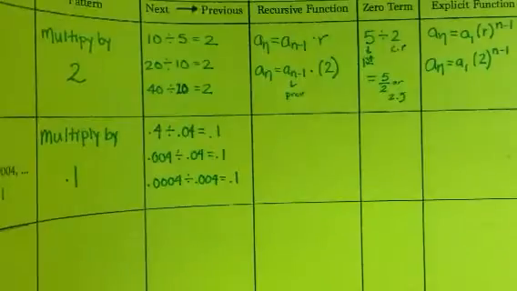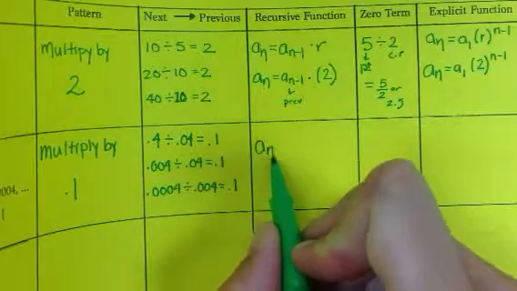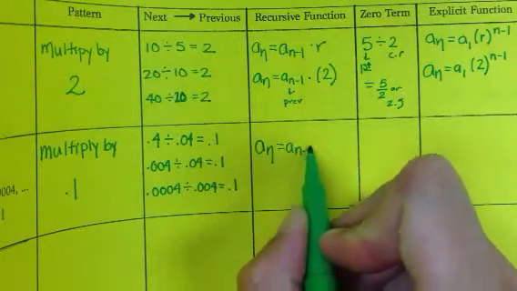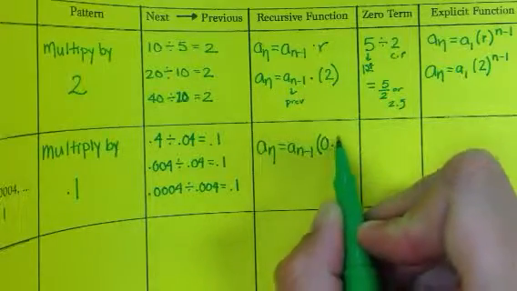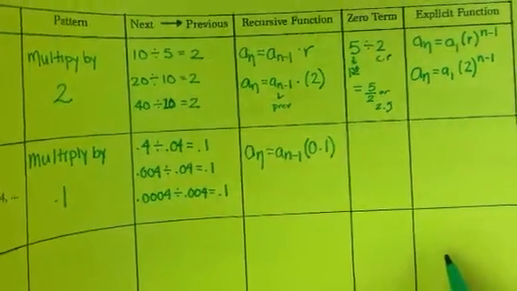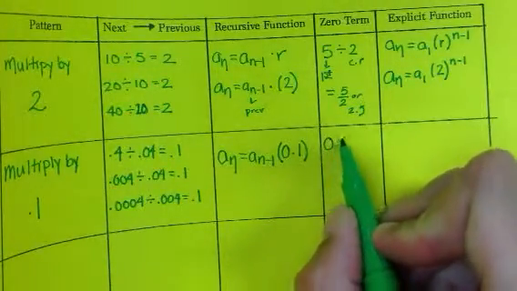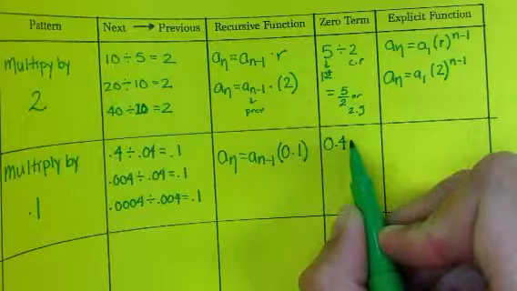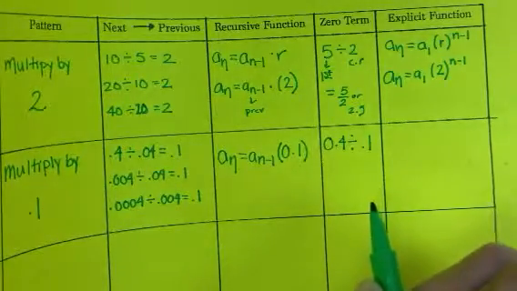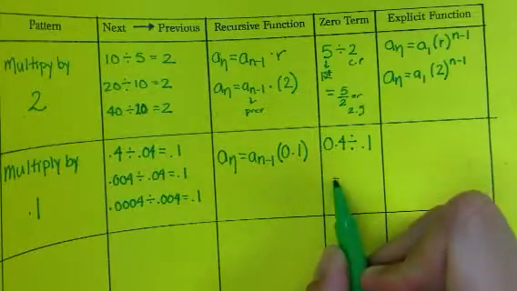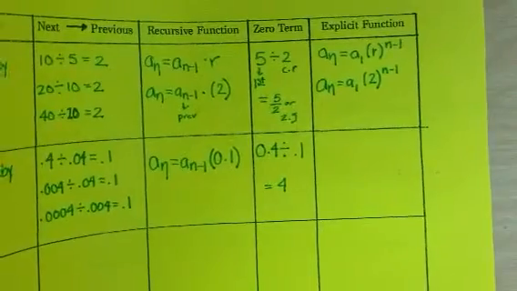So our recursive formula is going to be a sub n equals a sub n minus 1 times our r, which is our common ratio, which we have is 0.1. To find the zero term, so when n is equal to 0, you're going to take your first term, which is 0.4, and divide it by 0.1. And so 0.4 divided by 0.1 will give us 4. Again, please use your calculators if you need them.